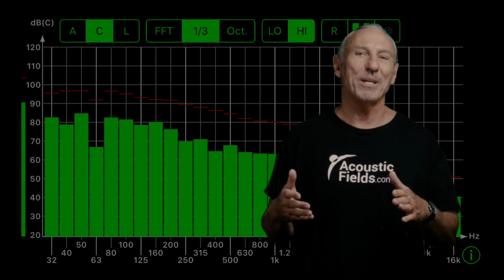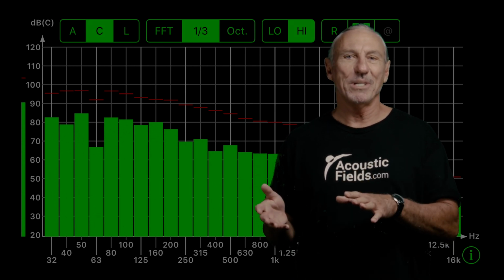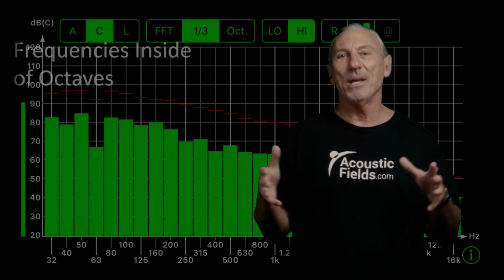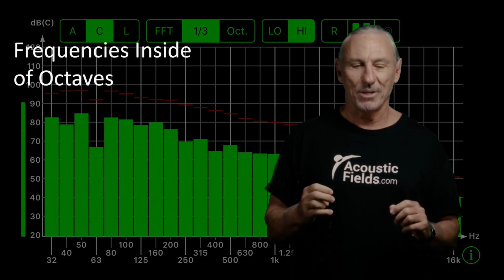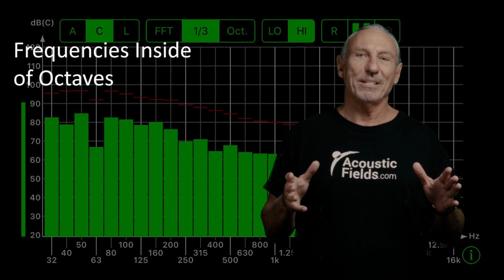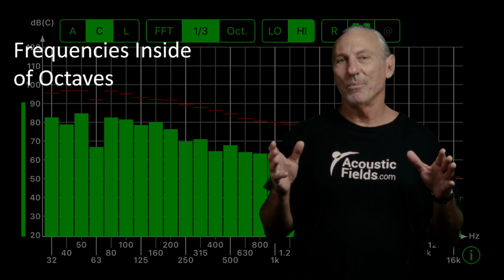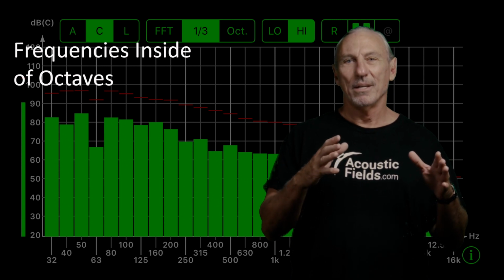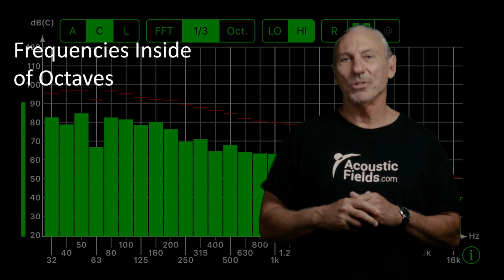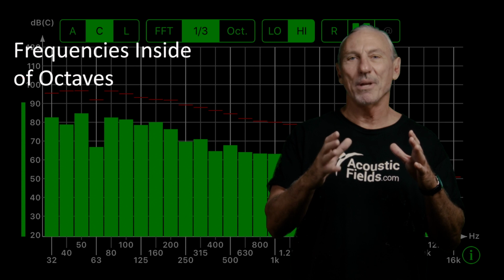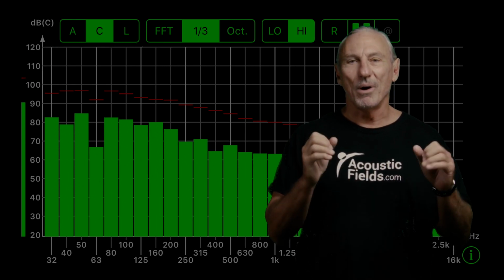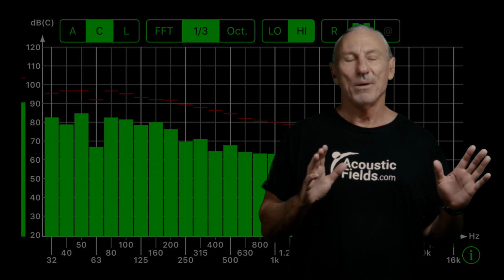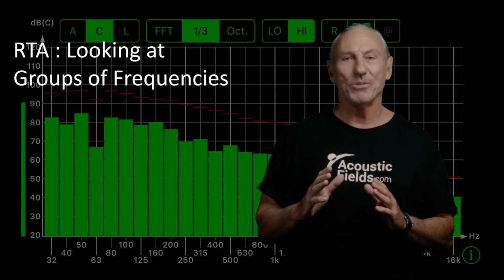The easiest way to think about it is frequencies are inside of octaves. Octaves are kind of a summation of a group of frequencies. So it's the octaves that we look at when we're always doing analysis. We're always looking at the RTA, the real-time analyzer. We're always looking at how these groups of frequencies are behaving in the room. We're not necessarily looking at individual frequencies.